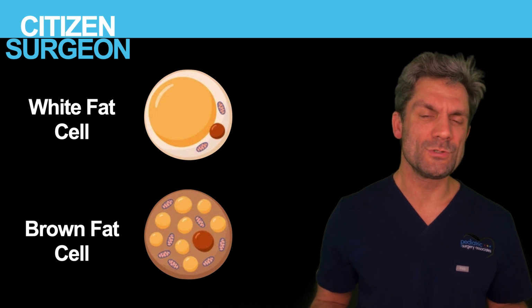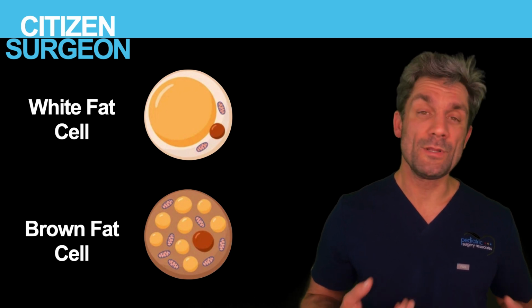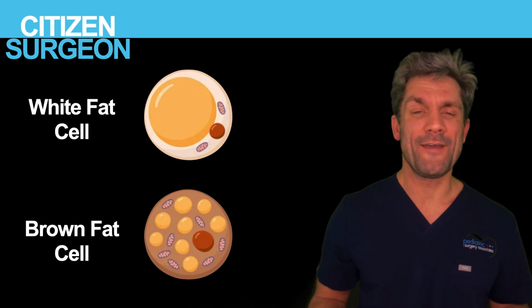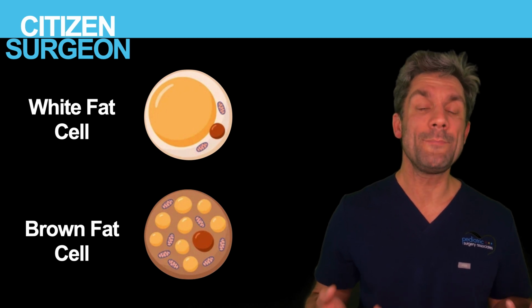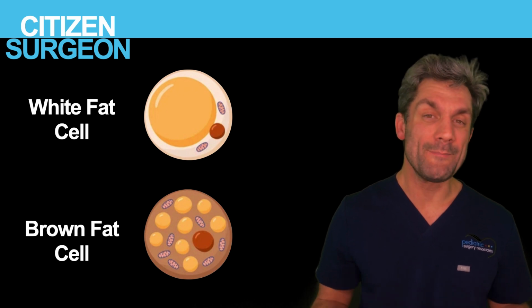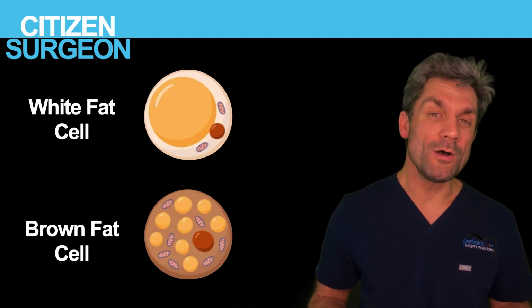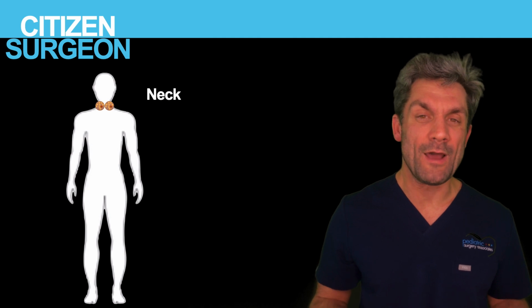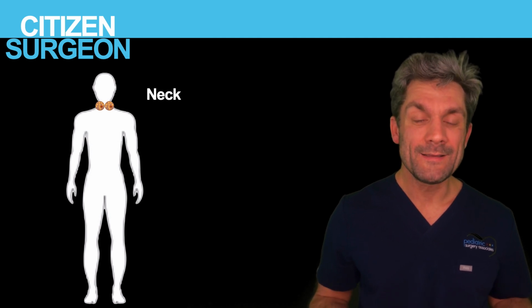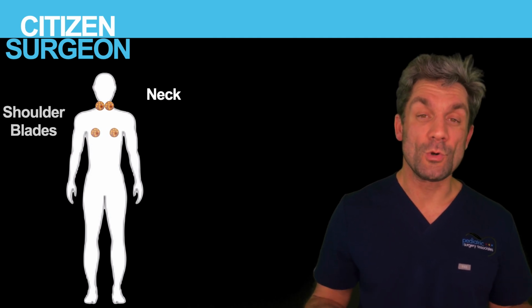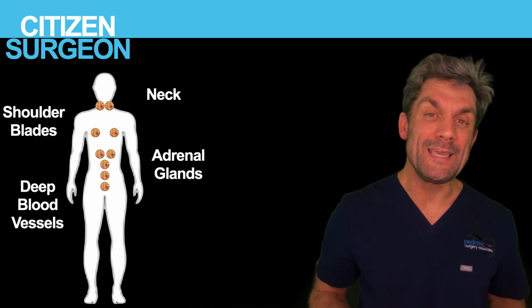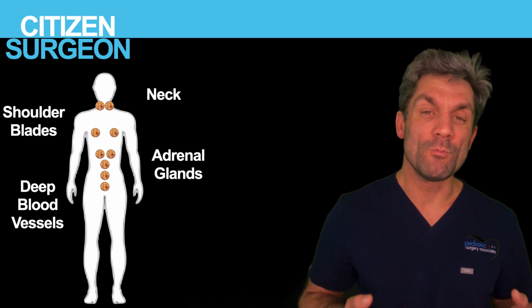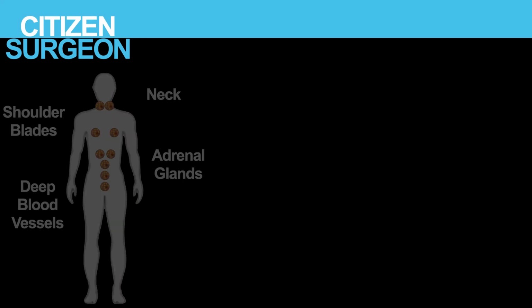And these mitochondria are responsible for producing ATP, and those brown fat cells are responsible for non-shivering thermogenesis, or more heat production. So this is common in babies and infants, but we also have increased deposits of brown fat. We have it in the neck, near the shoulder blades, near the adrenal glands, and then of course near the deep blood vessels like the aorta that runs along your spinal column.